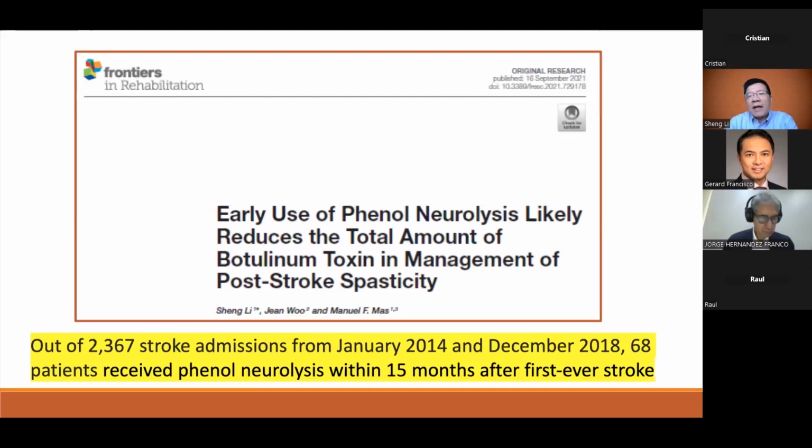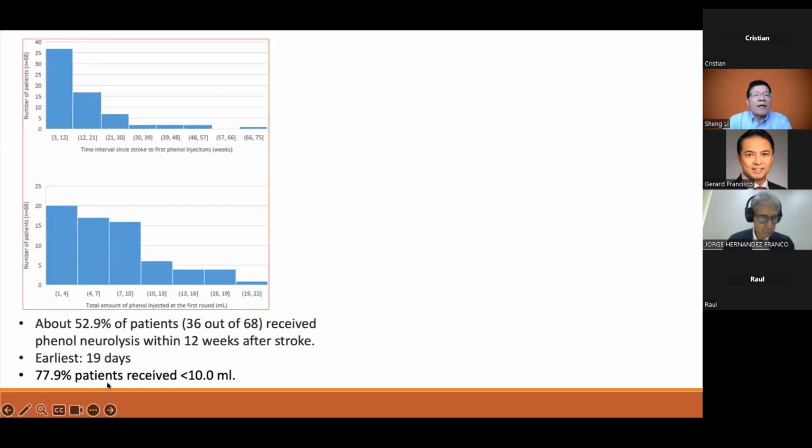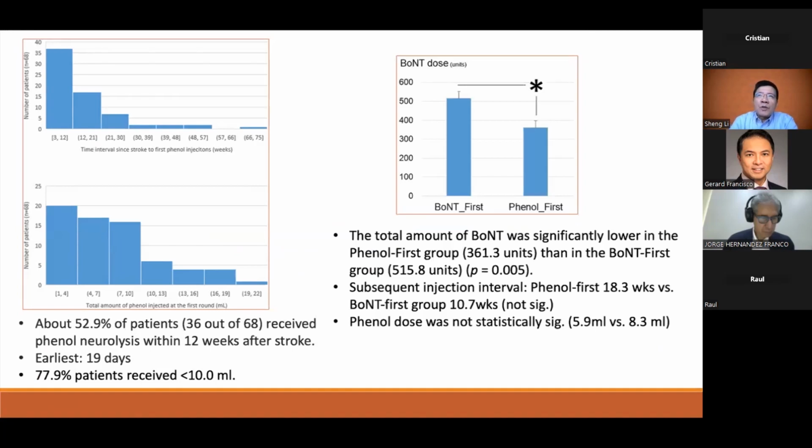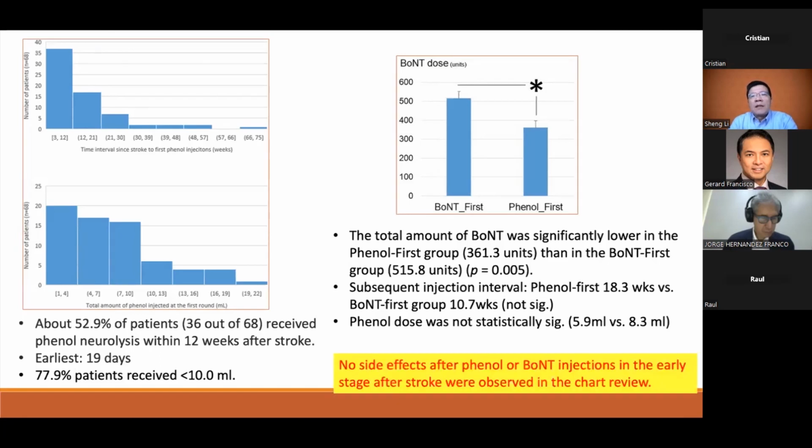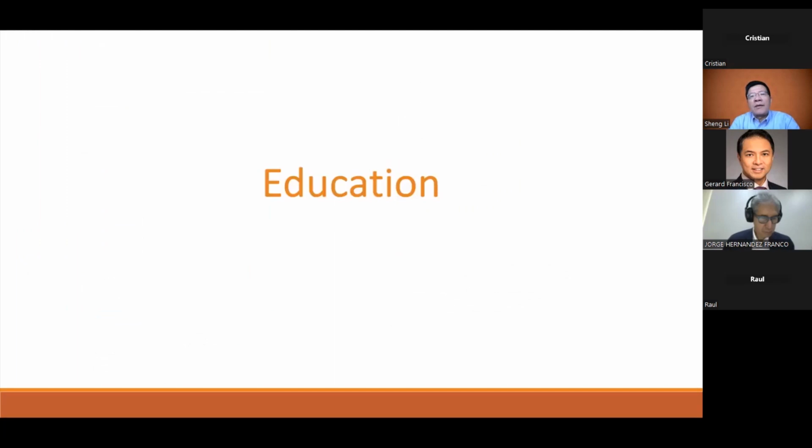within 15 months after first-ever stroke. And we know that more than half of these patients received the phenol within 3 months after stroke. The earliest is 19 days. And as compared to botulinum toxin injection, if we did a phenol injection early, for the second round the patient received much less botulinum toxin for repeated injection. And no side effects were observed if we injected earlier in this chart review.